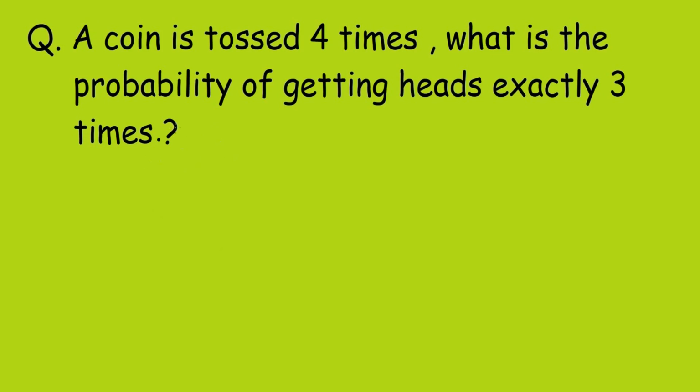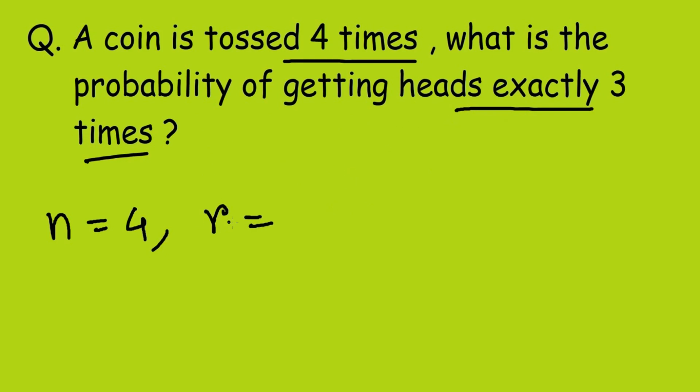So let's solve a problem now. The question says a coin is tossed 4 times. What is the probability of getting heads exactly 3 times? We will solve this using the binomial distribution. The coin is tossed 4 times, so n will be 4. They are asking for exactly 3 heads. r is the number of successes, and getting a head is the success, so r will be 3.